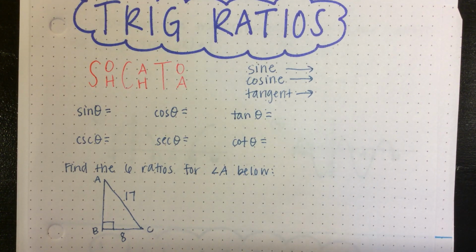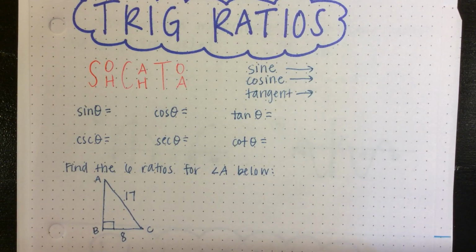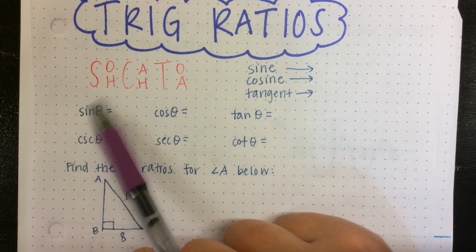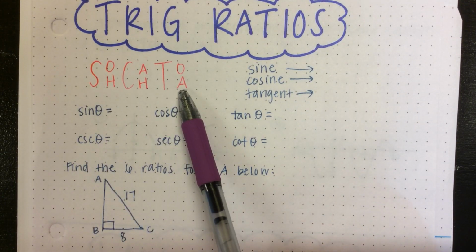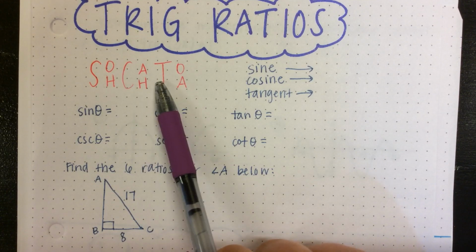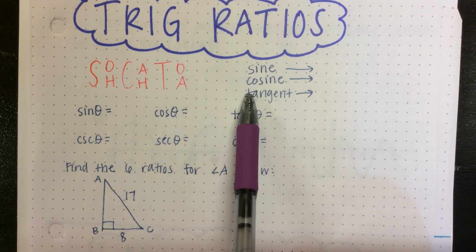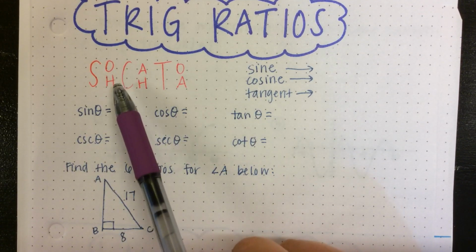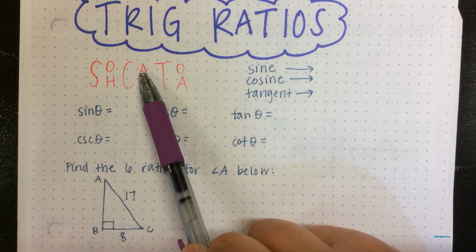All right, now we're going to look at trig ratios. Three of these ratios you've already seen, but we're going to add 3 more because we've got 6 altogether. So it goes back to reviewing what you've already seen. You should be familiar with SOHCAHTOA, okay? And then the S, C, and T stand for sine, cosine, and tangent, and the O is opposite, H is hypotenuse, and A is adjacent.